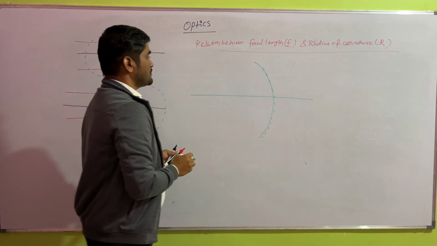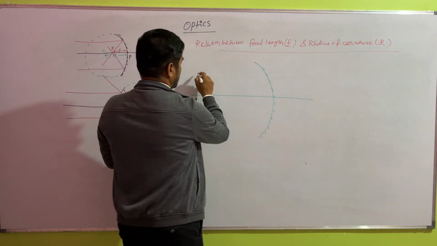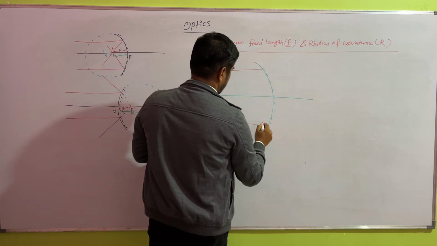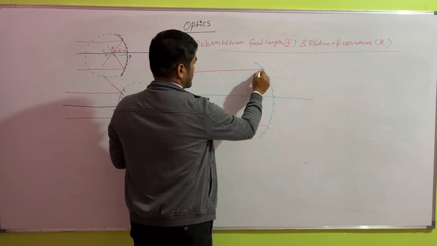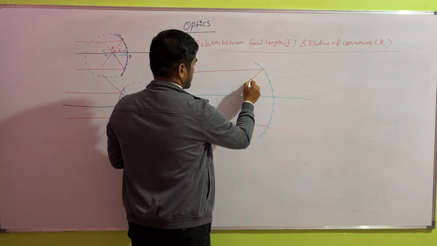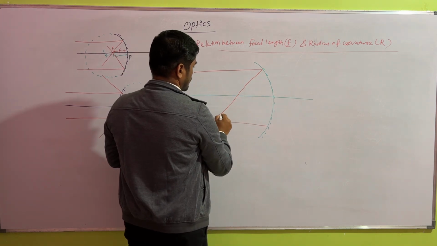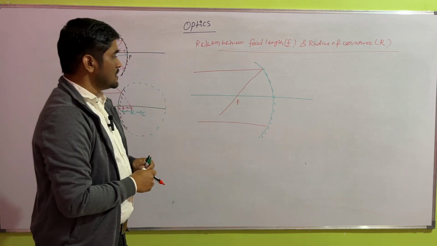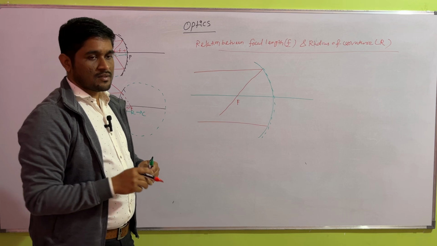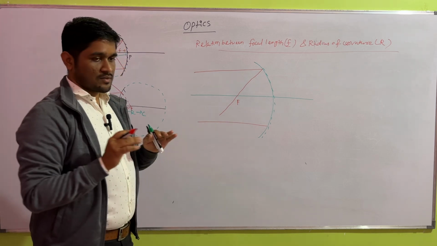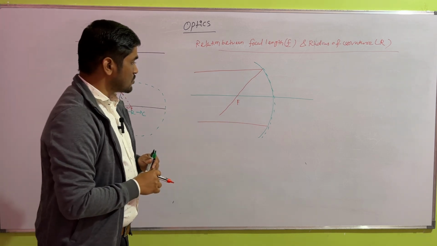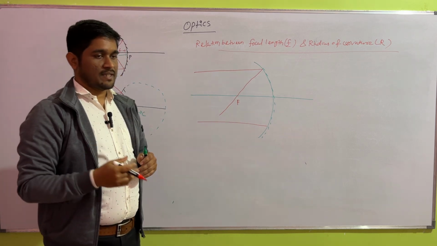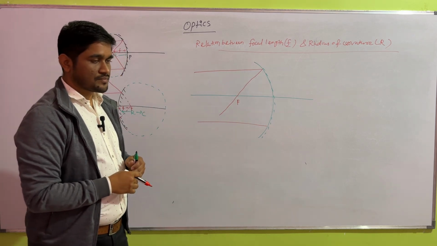This is the principal axis and the ray of light parallel to the principal axis, after reflection through the mirror, passes through the focus. So this is F, and you have to remember the ray of light which passes through the center of curvature C is undeviated. Clear?